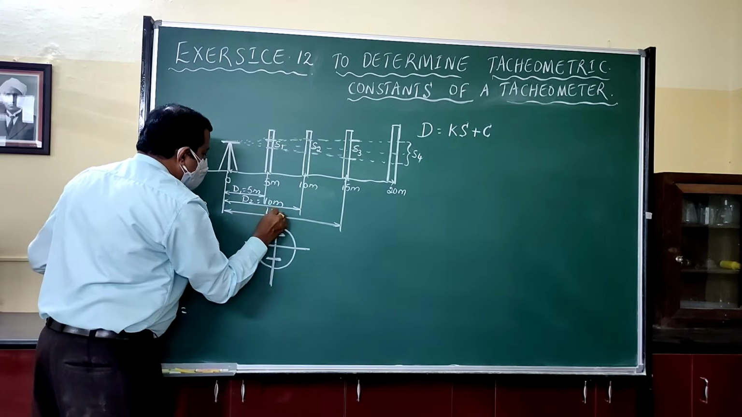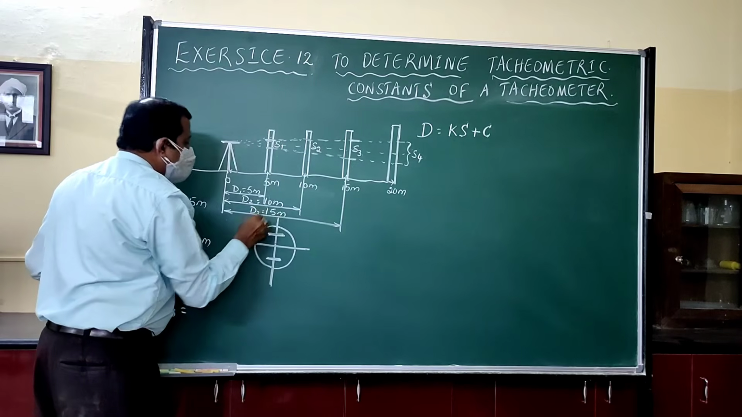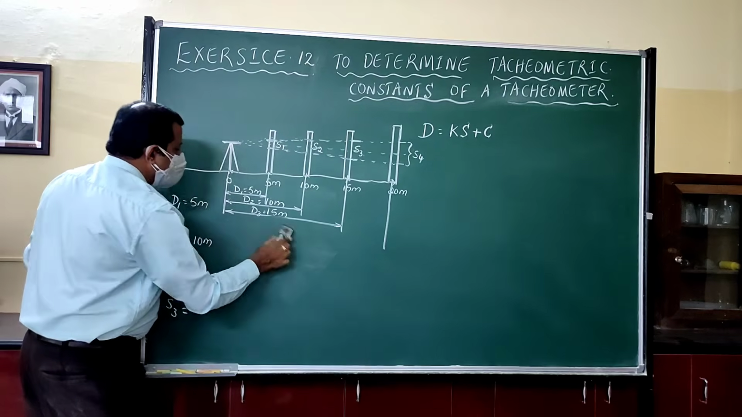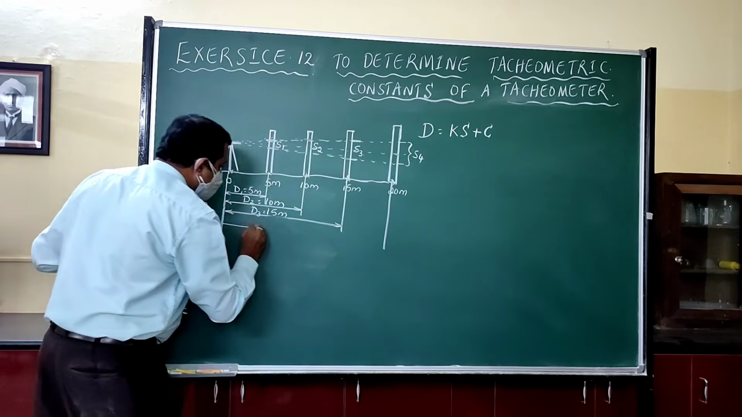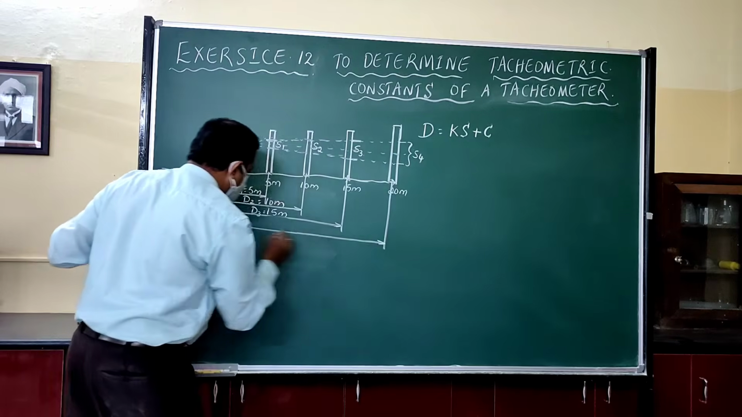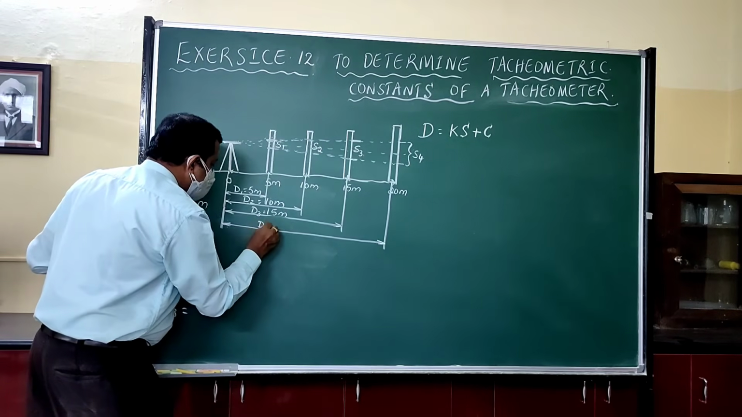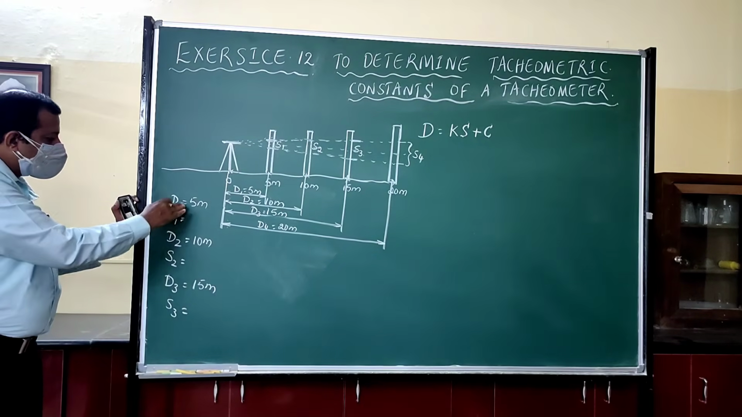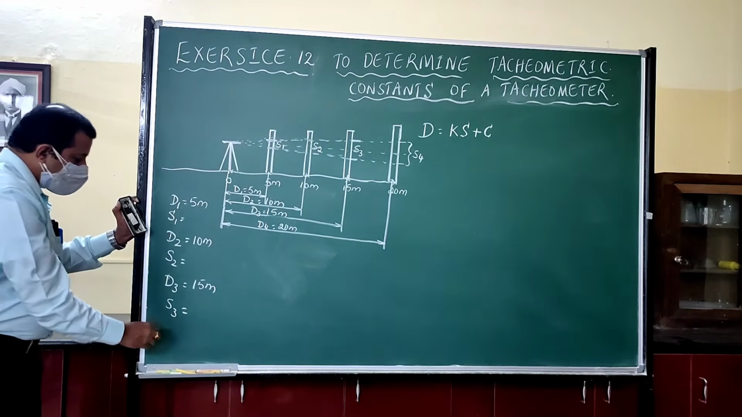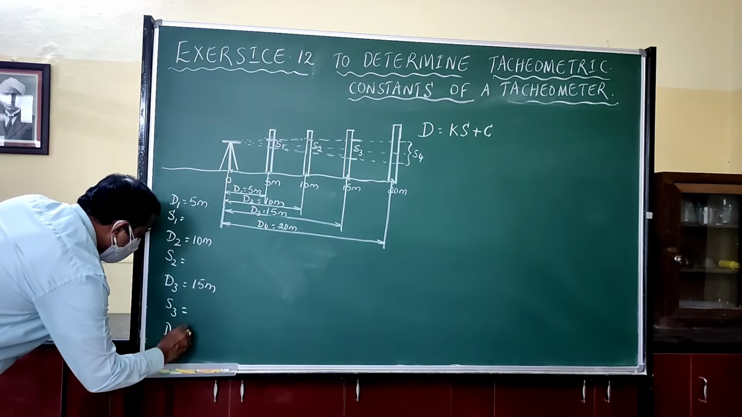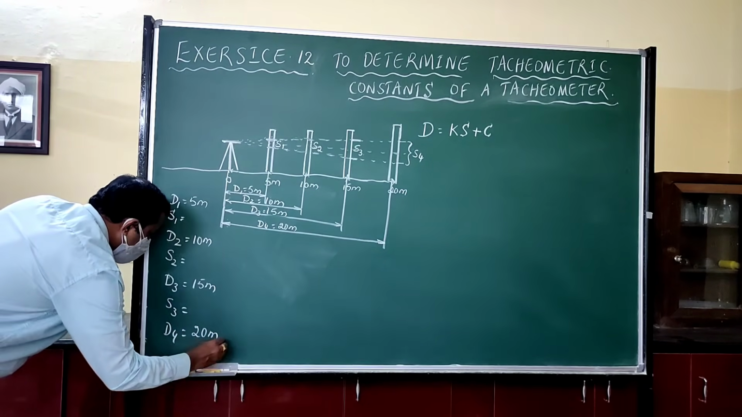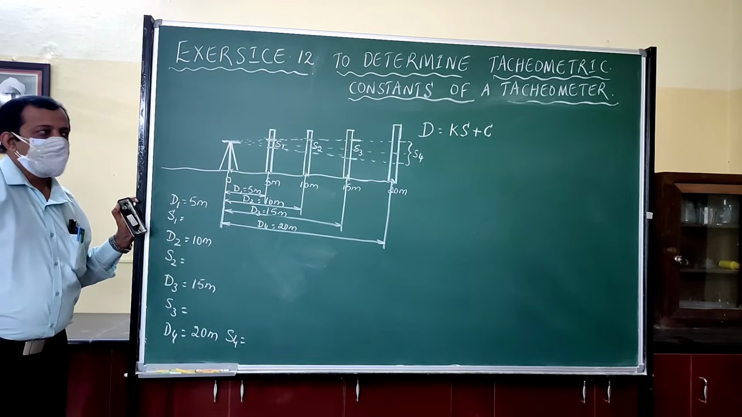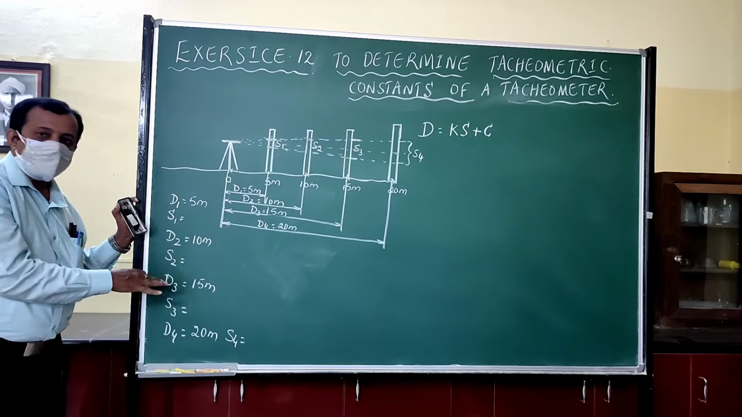D3 is equal to 15 meter, and D4 is equal to 20 meter. So after noting down D1, D2, D3 and D4, where D4 is equal to 20 meter, S4 you have to find. Right? So these are the observations you have to make in the field.